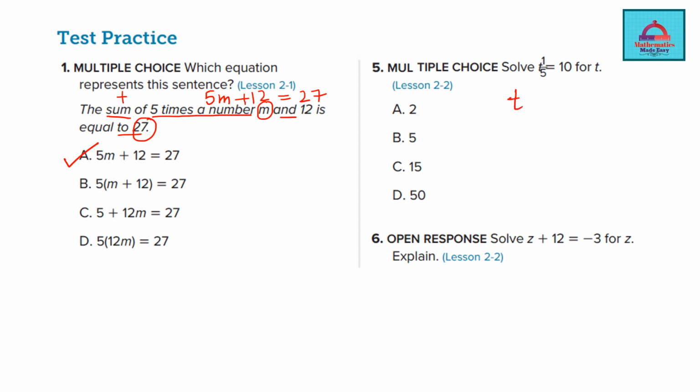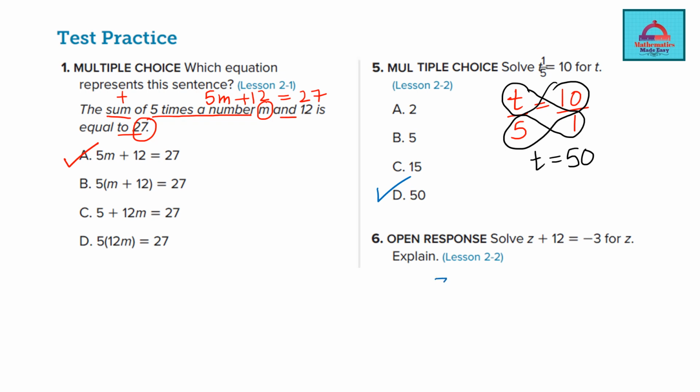Next is t divided by 5 is equal to 10. Now this is same as having fraction to the power 1. So do cross multiplication. T multiplied with 1, 5 multiplied with 10. So T is 50. So your answer here is D, 50.